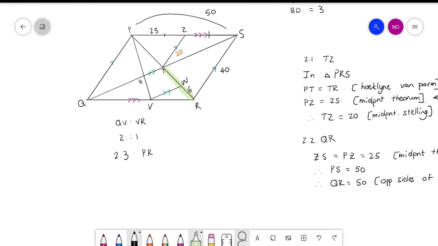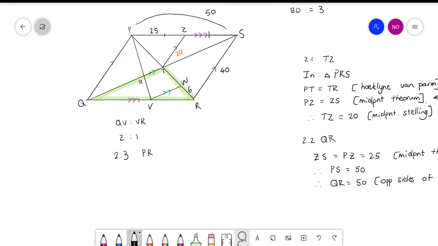Want onthou nou weer, die hoeklyne van 'n parallelogram halveer mekaar. So wat ek eers gaan doen, is ek gaan vir TR gaan uitwerk, en dan net sê PR is gelyk aan 2 maal TR. Now to do that, I'm going to be working in this one. Why in that triangle? Because in that triangle, we actually have the relationship of the proportional sides.